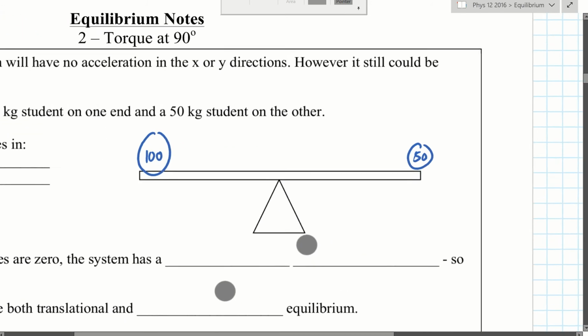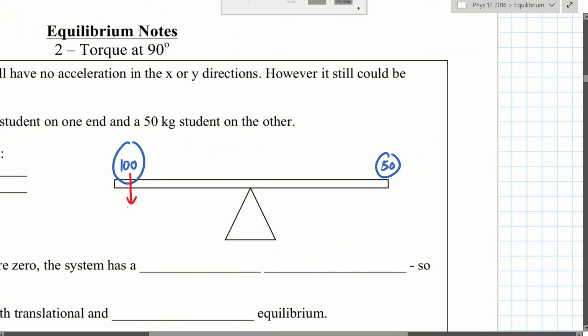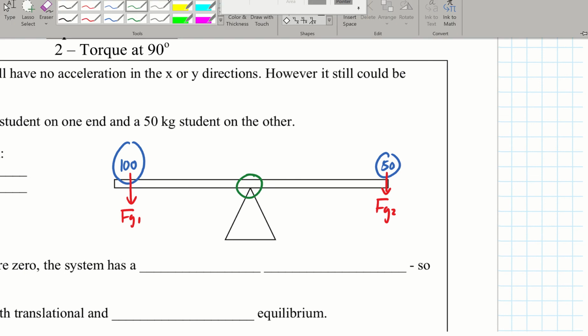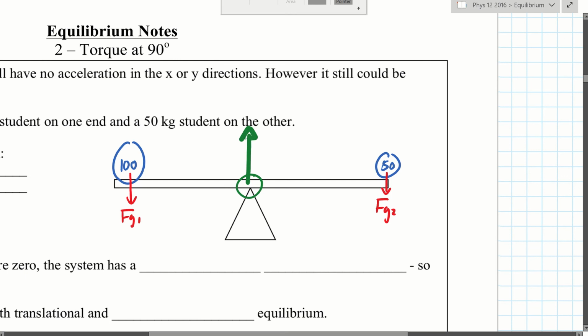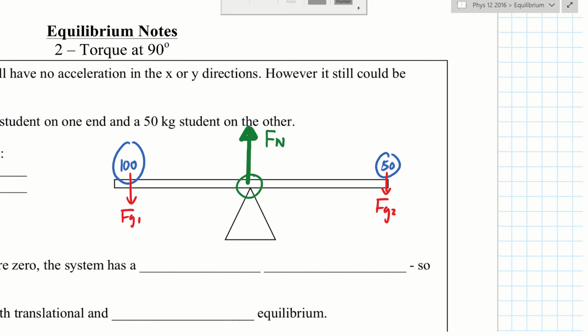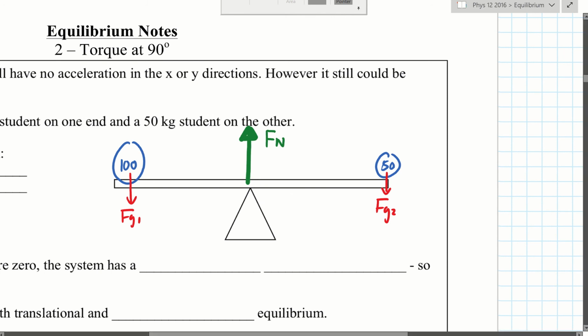Now, if you draw the free body diagram of this system, you will notice that I have Fg1 for the 100 kilogram student and Fg2 for the 50 kilogram student. Now, there is a point of support in the middle. That point of support is going to provide us with electron-electron repulsion, which is the normal force, like right here. The electrons on the support repel the electrons on the piece of wooden board that you're sitting on. This makes perfect sense.